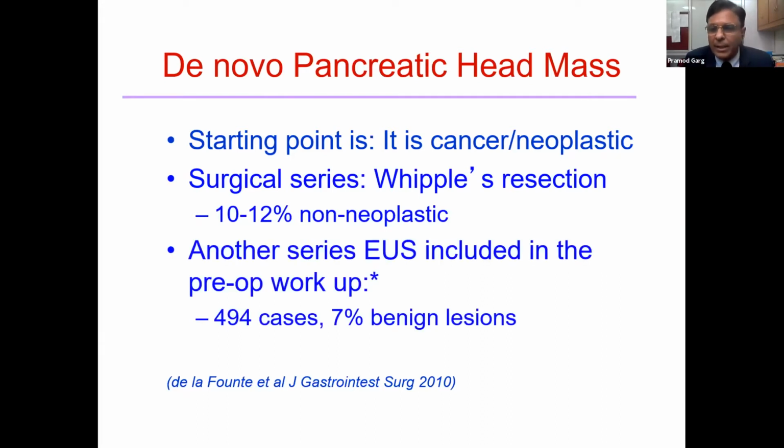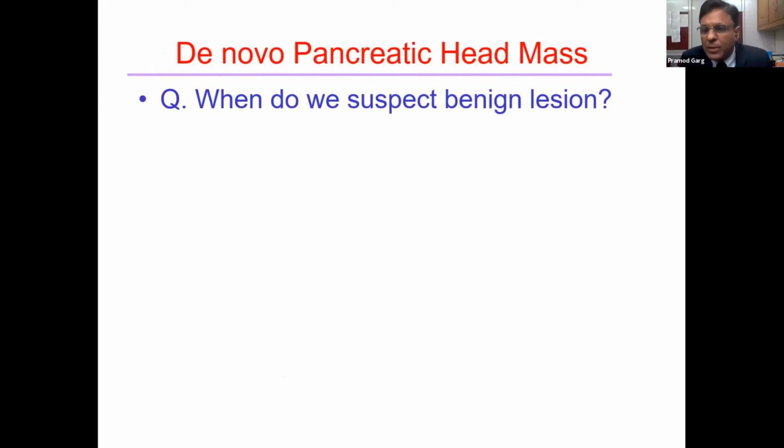Another series of 494 patients. This series included EUS as a pre-operative workup, and only 7% of patients were found to have benign disease. That means more than 90% of patients who present to you with a de novo pancreatic head mass will have pancreatic cancer. So most of the time, we should think that that is the diagnosis. The question comes in, when do we suspect in a de novo pancreatic head mass that it could be benign as well?